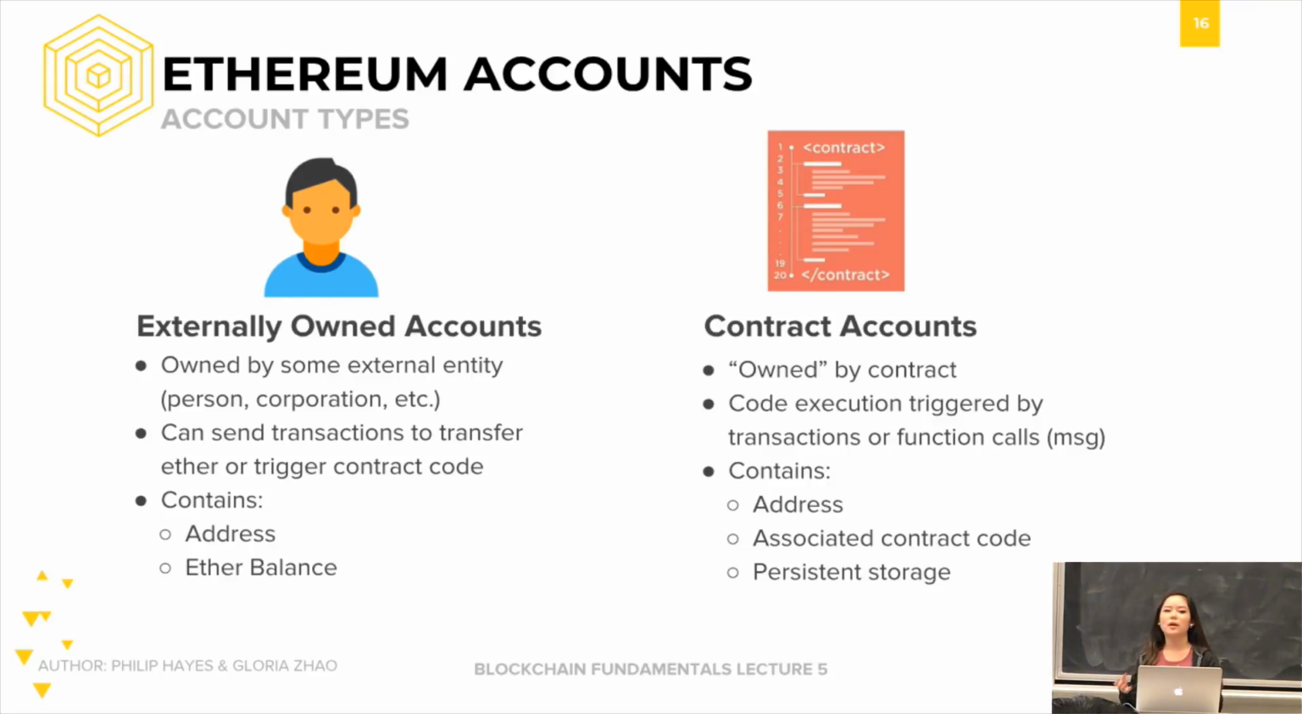Smart contracts will actually have their own accounts, and they have a little more than just their address and their balance. They also have their internal state, so the variables that they're storing, the different memory that they have. That can change constantly with different transactions and functions being called within the smart contract. We're clear on the two different types?